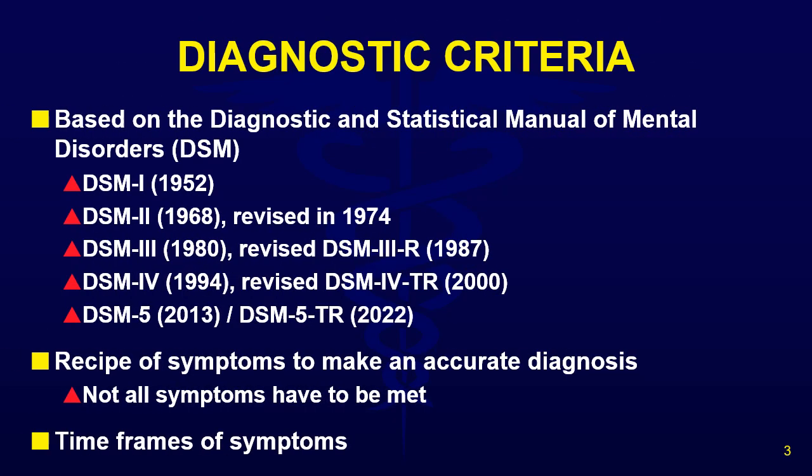Diagnoses are based on the DSM, or Diagnostic and Statistical Manual of Mental Disorders, which has evolved greatly over the last 60+ years. However, regardless of which DSM manual is used to diagnose a patient, there are specific factors which must be considered. Each diagnosis is like a recipe. It is a minimum number of symptoms which must be met and a time frame for those symptoms before any conclusion can be made.